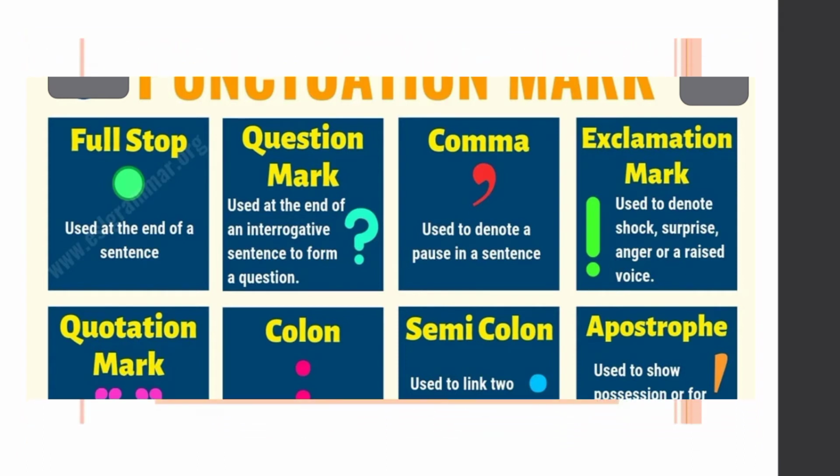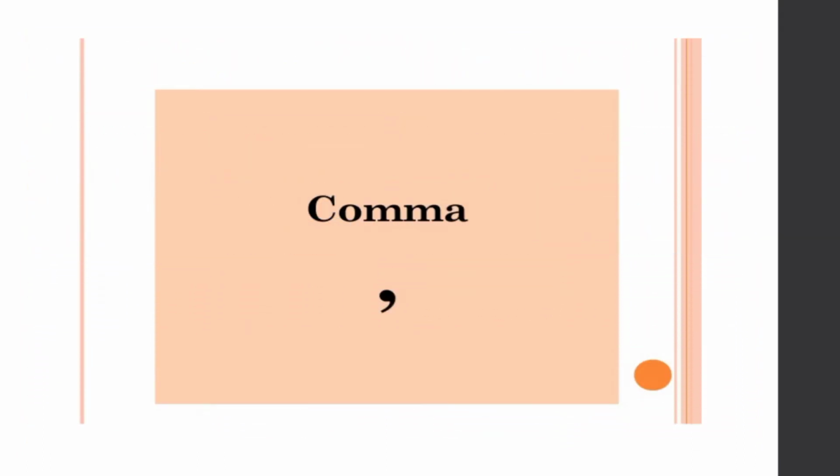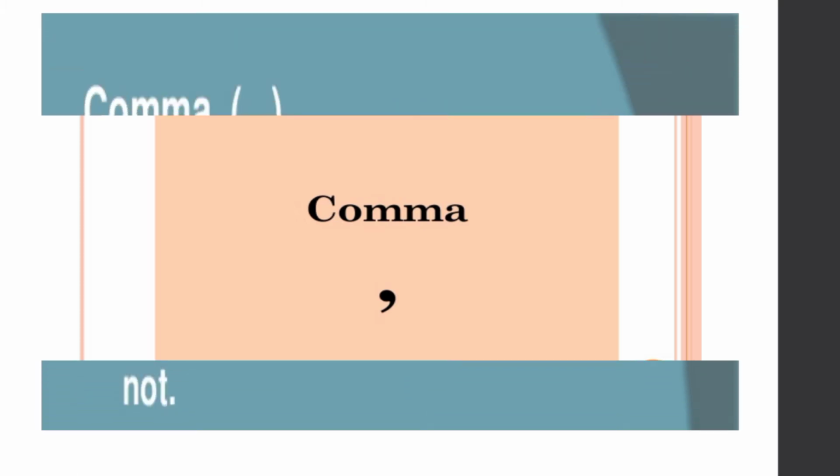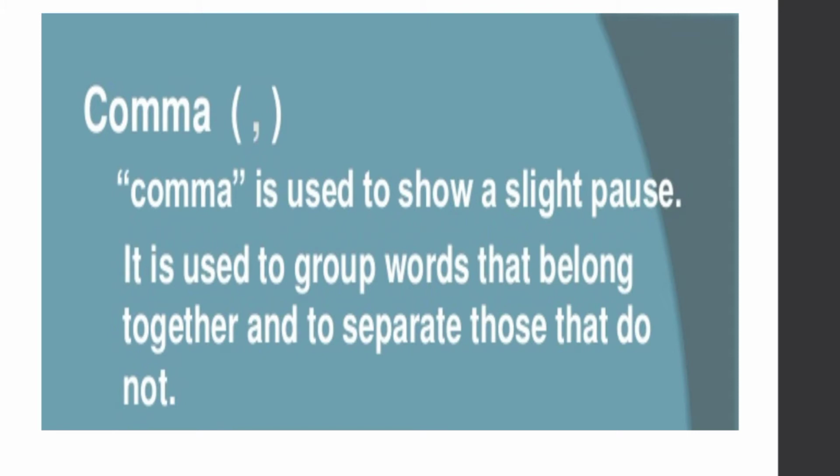So today in this session we are going to learn about the comma. When to use a comma, what is the use of a comma, and what are the rules you have to follow. Okay. Then what is a comma? A comma is used to show a slight pause. It is used to group words that belong together and to separate those that do not.